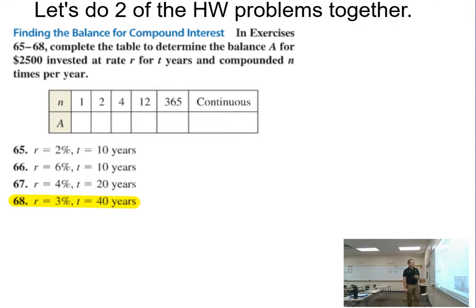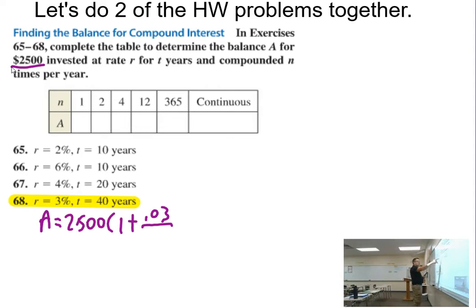Let's try one homework problem. We're supposed to complete the table to determine the balance A for this amount invested at a rate r and time t and compounded n times per year. If I set my problem up, my amount is going to be the principal times 1 plus the rate. We're doing 0.03, so my rate would be 0.03 over n, the number of times compounded.